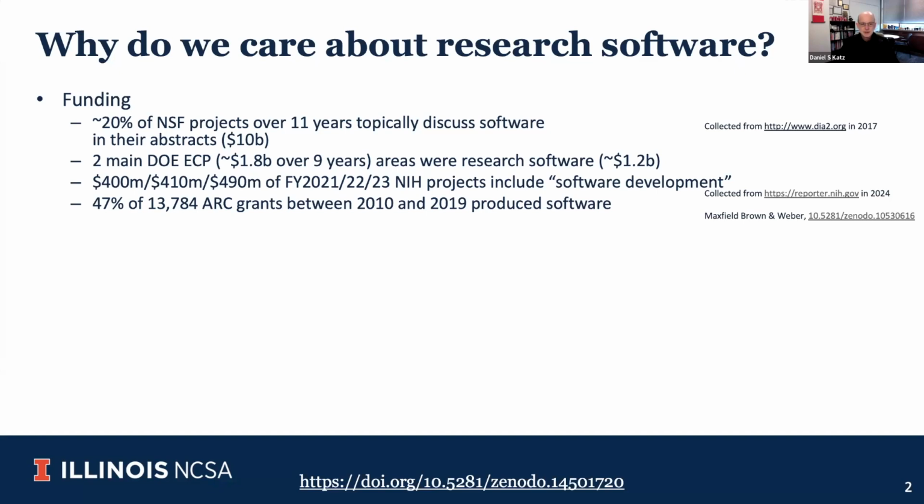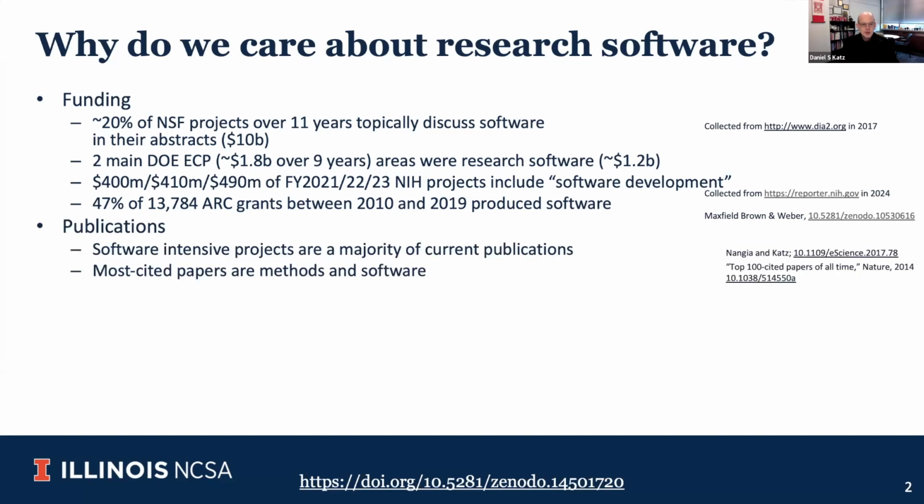And in NIH, we can see the amount of money going into projects that are doing software development has been increasing up to about $500 million last year. And additionally, in Australia, it's been shown that about half of the grants given by the Australian Research Council produce software. We can also look at publications, where we can see that software-intensive projects are a majority of current publications, and the most cited papers are either methods or software, which is often an implementation of a method.